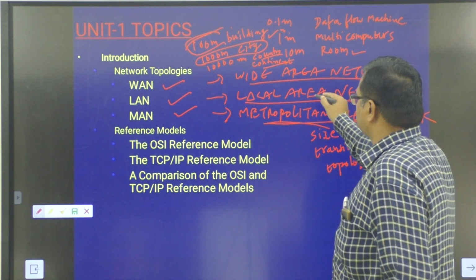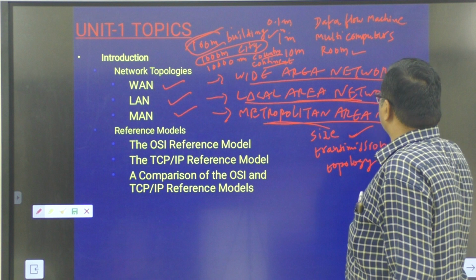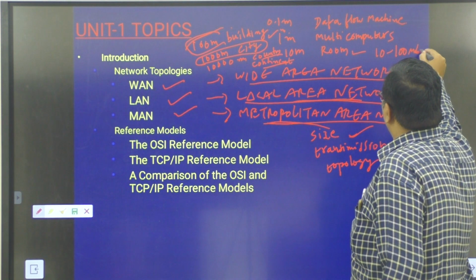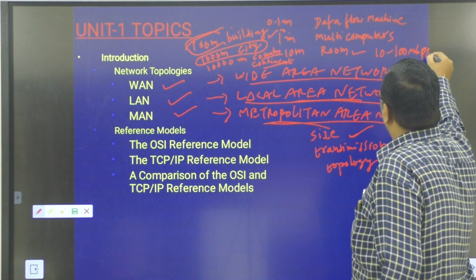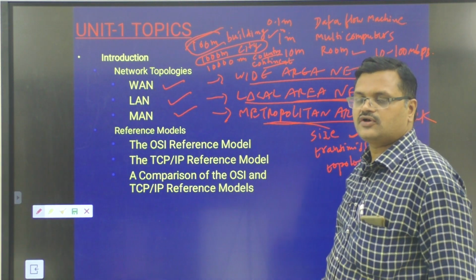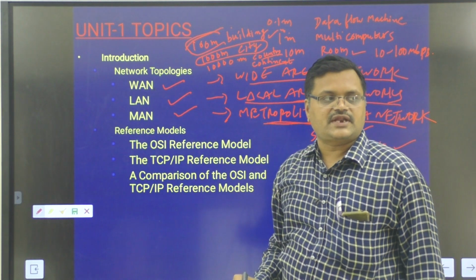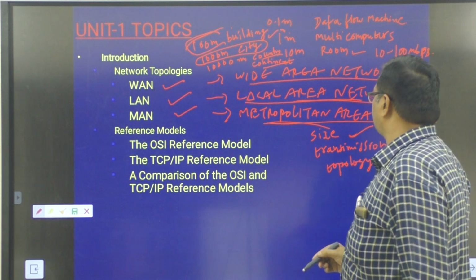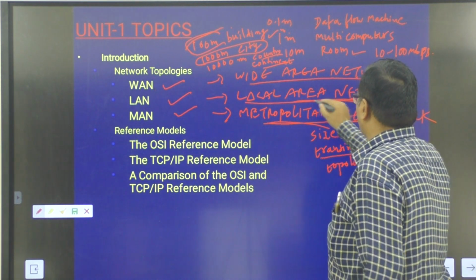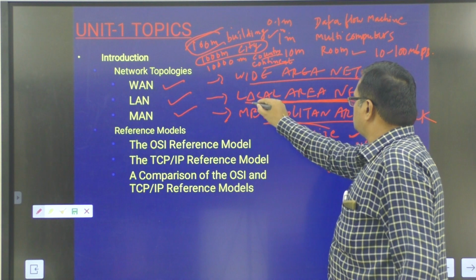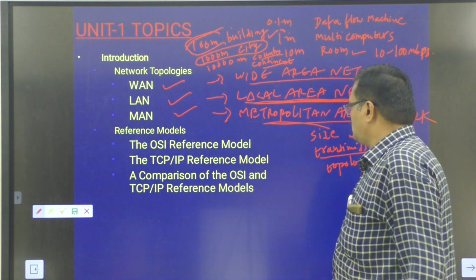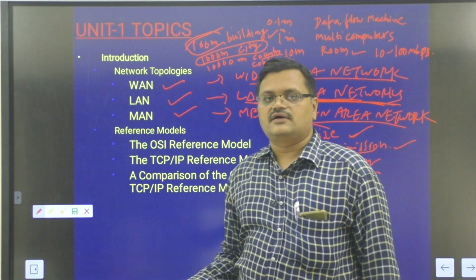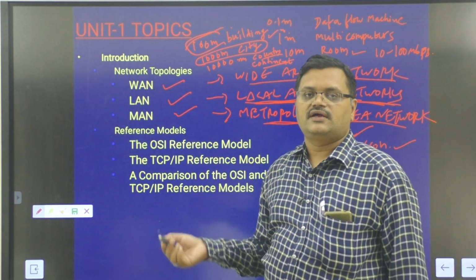Transmission. So basically the transmission for local area network is 10 to 100 Mbps. Small b, not 100 MB. Here mega means 10 power 6. So 10 to 100 Mbps is the transmission of LAN, local area network. And topology is either star or a bus or a ring. So different topologies are supported by each of these networks.